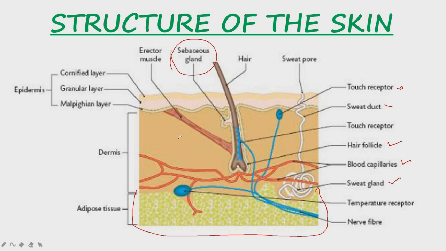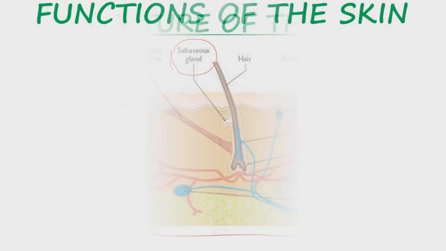Having known this, let's move into the next objective, which is the functions of the skin. First one, we have protection. The cornified layer or horny layer of the epidermis that is made up of keratin plays the role of covering or waterproofing the living cells below it. I have said that earlier. It also protects the skin from damage and bacterial invasion.